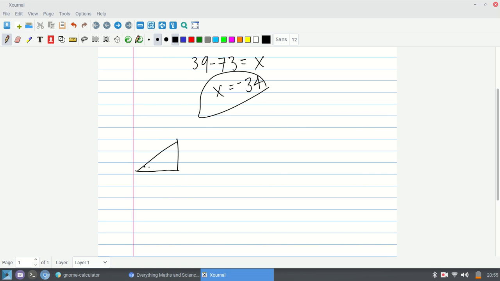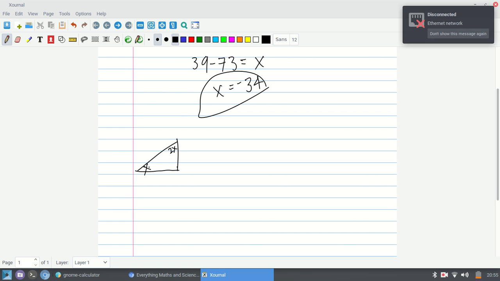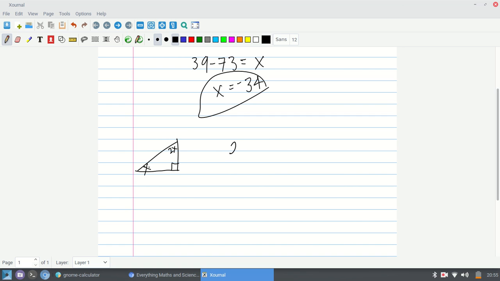So if I call this angle x, the other one's going to be 2x, right? Because they're a ratio of 1 to 2. And then the other one's 90. So 2x plus x plus 90 has to be equal to 180. Okay? Then I have to subtract 90 from both sides. And so 2x plus x equals 90.